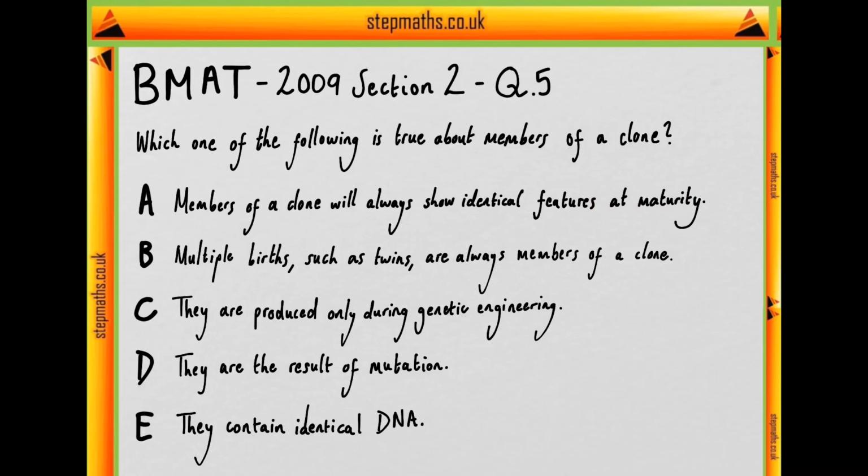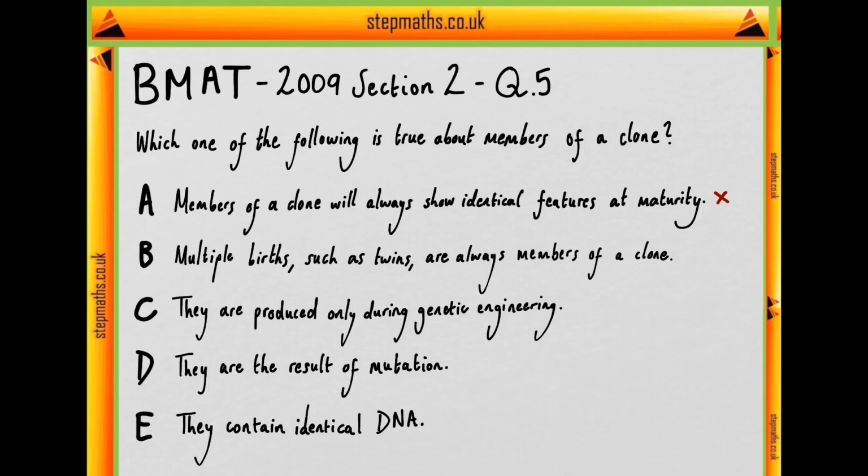Now what this statement is doing is mixing up features at maturity, i.e. the expressed phenotype at a particular time, with the genotype, i.e. the genetic identical nature of members of a clone. So since environmental factors can play a large part in the development of a phenotype, i.e. the features that you express at maturity, it's not necessarily the case that members of a clone will always show identical features. They may show some identical features, such as eye colour, whereas they may vary in other features, such as height or weight, as a result of environmental factors.